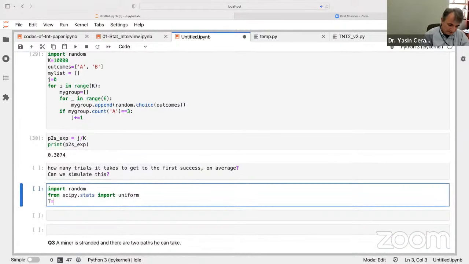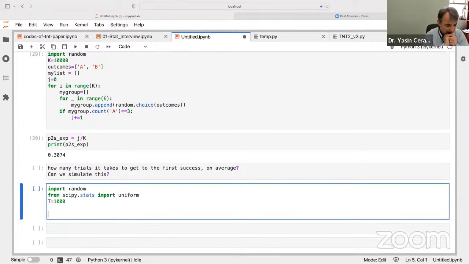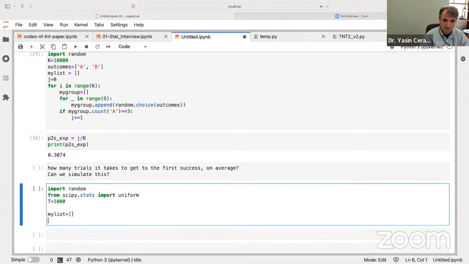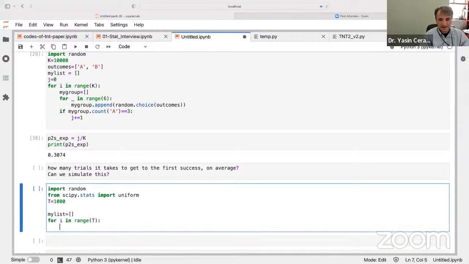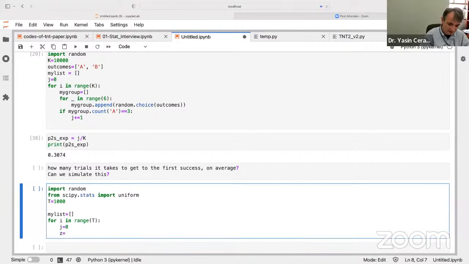I'm going to repeat this experiment 1,000 times. So now I need my list, because this list is going to hold the number of trials. For i in range(T), I'm repeating this T times. Again, similar to what I did earlier. J is 0. Remember the first time we used this experiment, Z is 0.